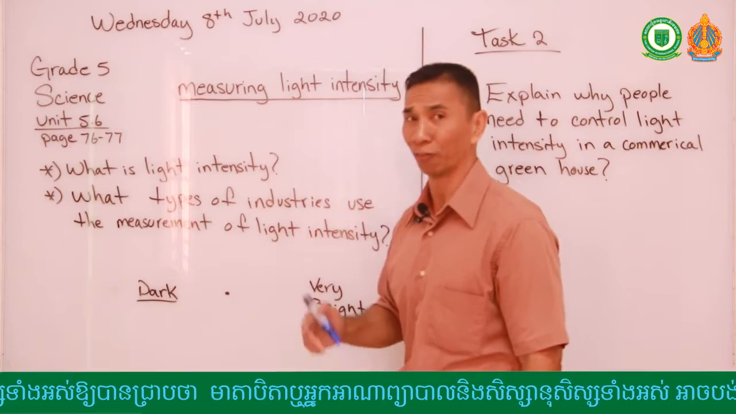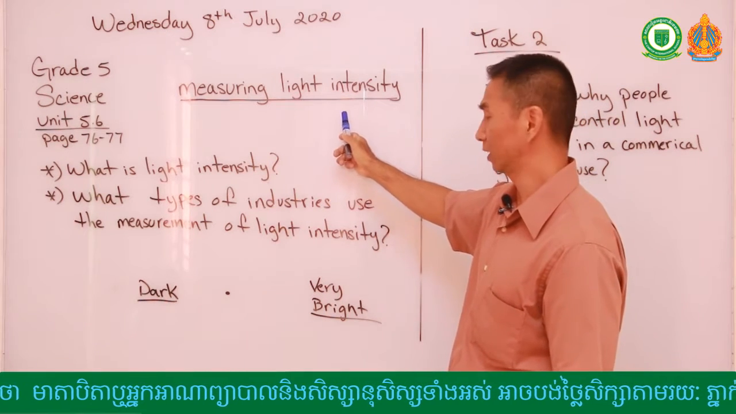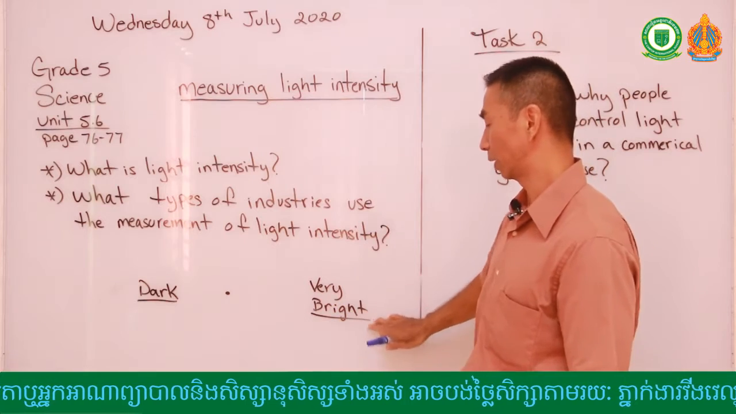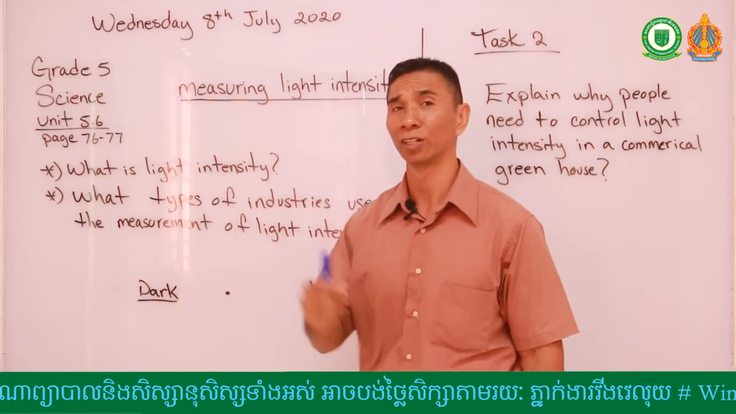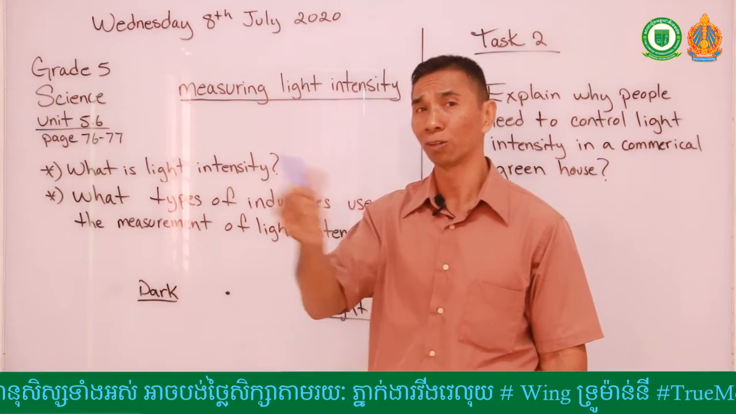We understand that a very bright light intensity, a real high light intensity, is very bright. Like for example, I gave you in our first video, your phone camera, you can adjust it to be very bright or very dark.